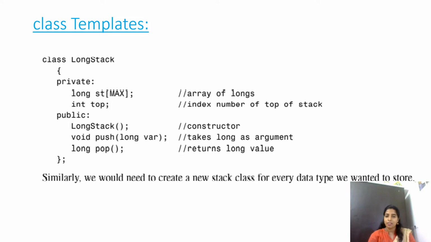As I said before, a class has two important components, the private variables and the public member functions. Under the private we have declared the stack as long. In the previous example we declared it as int. Here we have declared it as long. The member functions, we have two actions: push long of variable and pop long. That means the push and pop are done for long values or long integers. We also have a constructor. So we need to create a new stack class for every data type we want to store. That is the simple thing we understood from here.